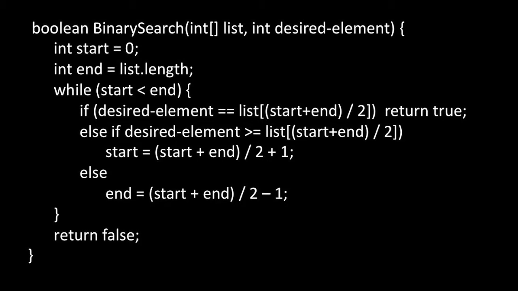While start is less than end, if the desired element is equal to the middle element, then we'll return true. Else, if the desired element is in the upper part of the list, that is, it's greater than the middle element of the list, we'll set start to the middle element plus 1, and end will stay the same, which is the current end. Otherwise, if the desired element is in the bottom half of the list, then we'll set end equal to middle minus 1, and of course the start will stay the same. Finally, if we haven't found the element by the time the start and end cross, then we return false.